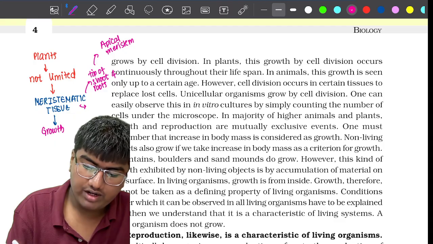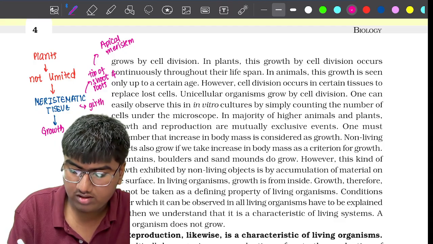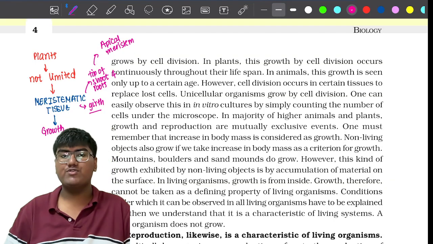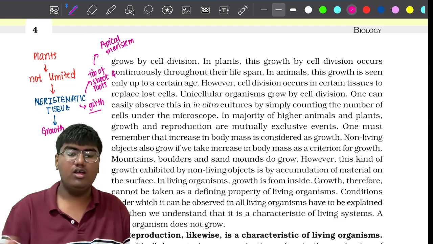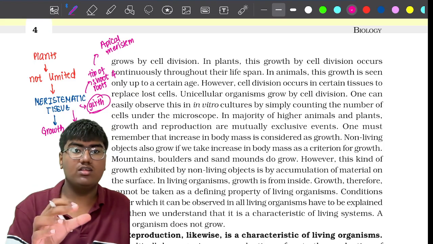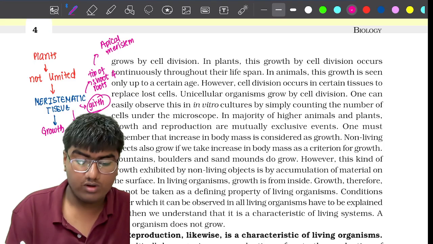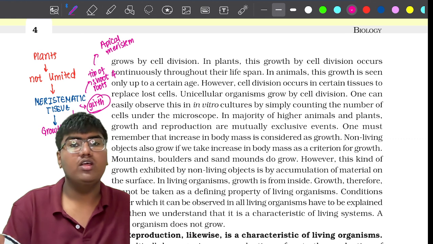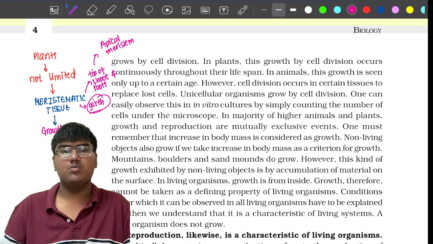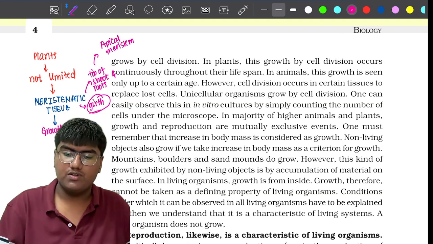Next, you find them in increasing girth. They are also a type of meristem. There are many types of meristem which we will study further, but they also help in increasing the girth. They also help in increasing the cortex size. They are called corticular meristem, and there are many types of meristem which we'll be studying in the further chapters.